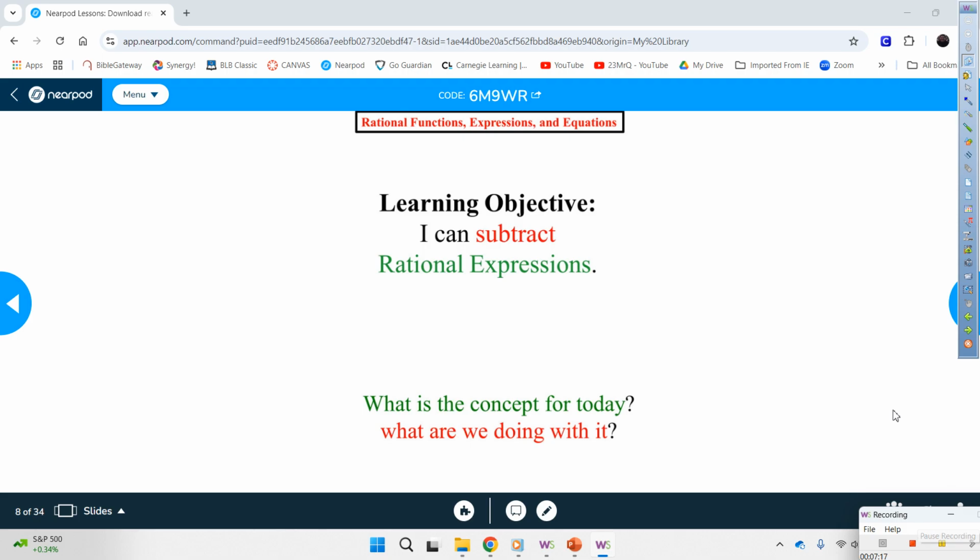All right, so here we go. I can subtract rational expressions. We're still on the same concept, right? Rational expressions. By now you know the definition by heart, yes? So turn to your neighbor, give him your definition in your own words. What are rational expressions in your own words? Rational expressions.